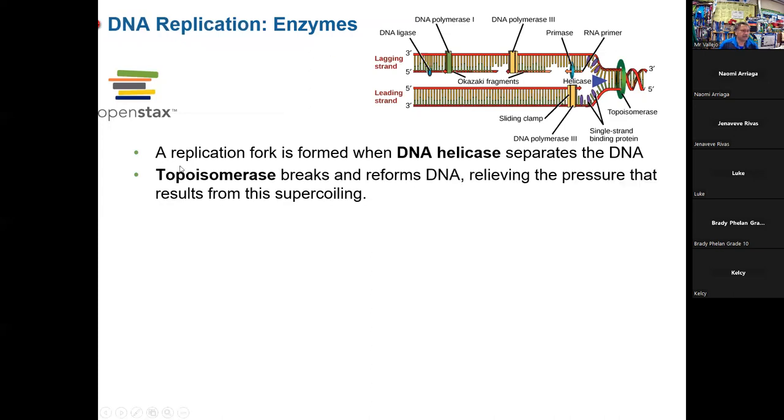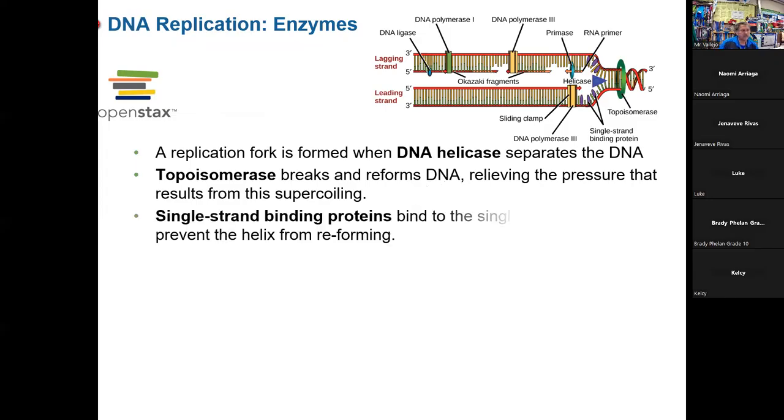And this happens also because topoisomerase breaks and reforms the DNA, so it doesn't keep spinning. There are single-strand binding proteins right here that hold it open. Although you've untwisted it, it has a tendency to twist back into its helix. These single-stranded binding proteins bind where the DNA is single-stranded and kind of hold it in that orientation. Then there's an RNA primer, and the primer makes it so that the enzymes can stick to it.